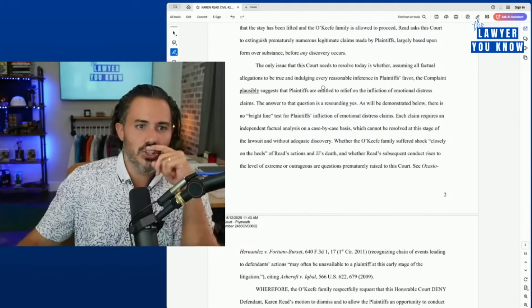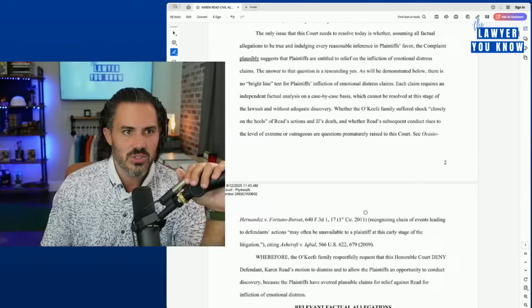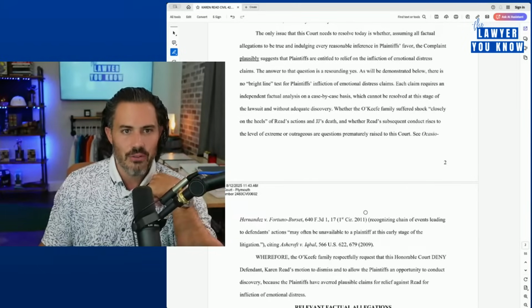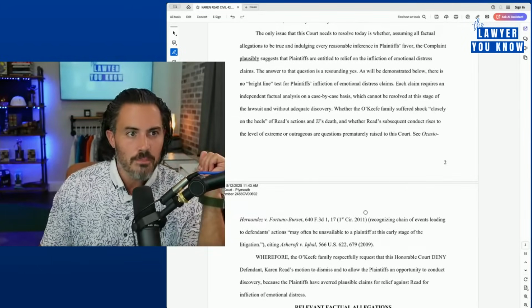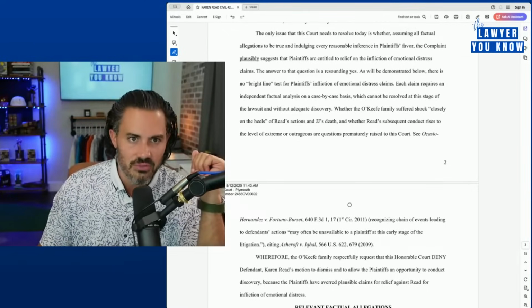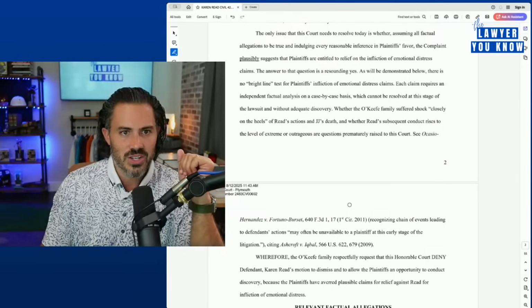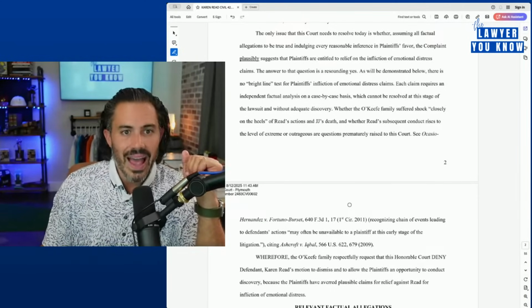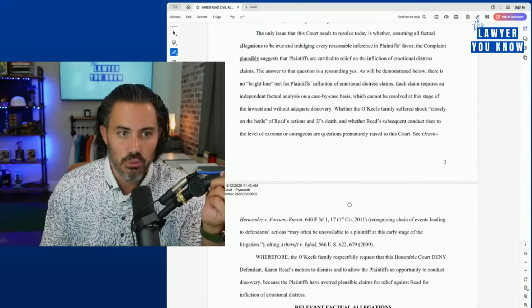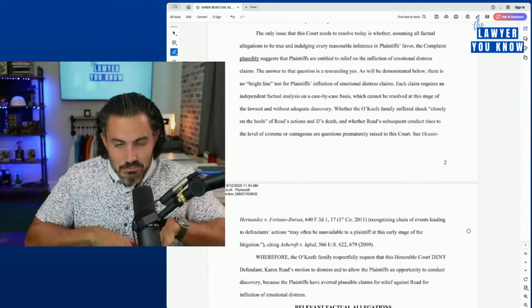Okay, the only issue that this court needs to resolve today is whether, assuming all factual allegations to be true and indulging every reasonable inference in the plaintiff's favor, the complaint plausibly suggests that the plaintiffs are entitled to relief on the infliction of emotional distress claims. The answer to that question is a resounding yes. As will be demonstrated below, there is no bright line test for the plaintiff's infliction of emotional distress claims. I agree, but there's kind of like a baseline.